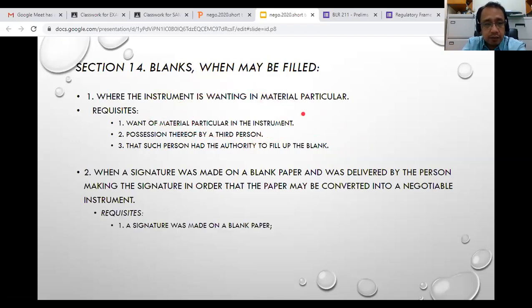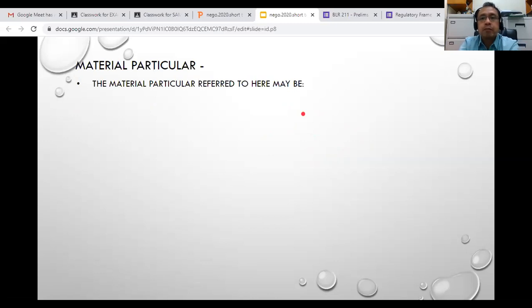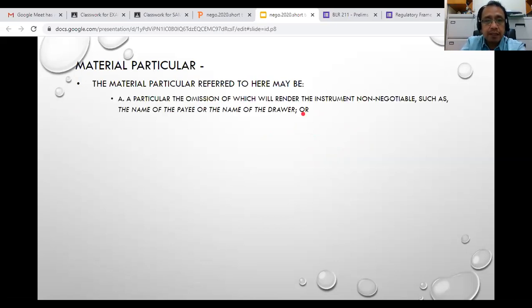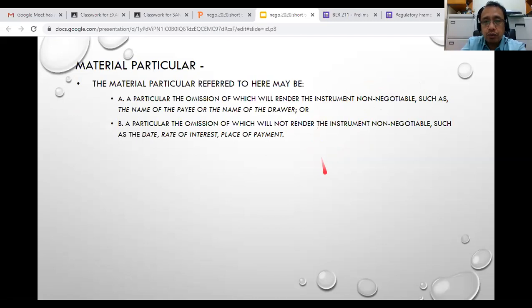Tingnan ko nga yung slide ko kung meron tayong example. Ayan. So material particular. Ano ba yung material particular being alluded to in this Section 14? Material particular, it's an omission which renders the instrument non-negotiable, or an omission which will not at all affect the negotiable character of the instrument. Ibig sabihin, kulang pero negotiable pa rin. Yung isa, kulang pero non-negotiable na. But still, they are wanting in a material particular.